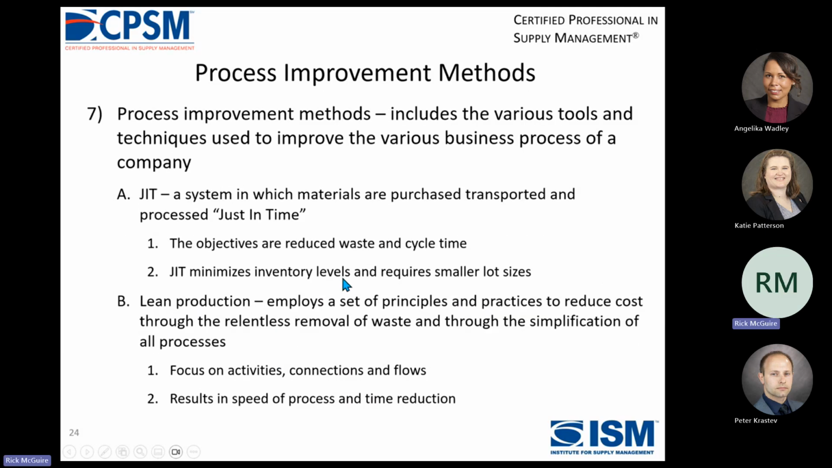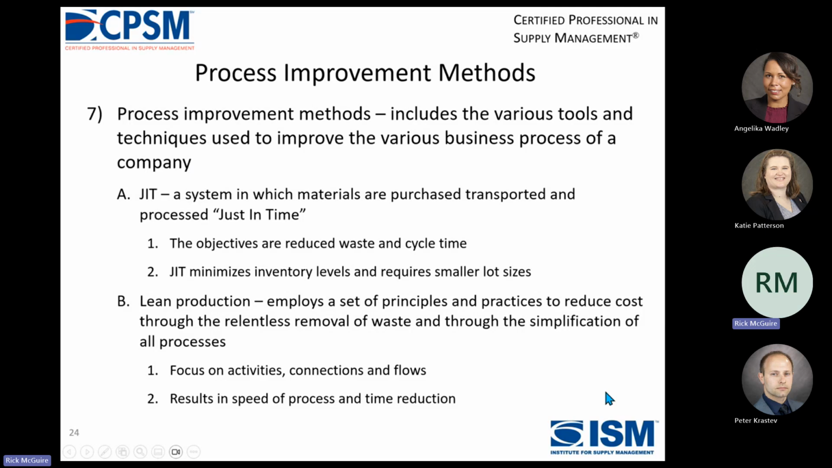And then we've got process improvement methods, some tools and techniques. JIT, just in time, materials are purchased, transported. Objective of JIT is to reduce waste and cycle time. That's just why we do it. One of the things that comes out of JIT is a minimization of inventory levels. Requires smaller lot sizes. So this is a result. This is not a reason we do it. This is the reason we do it.